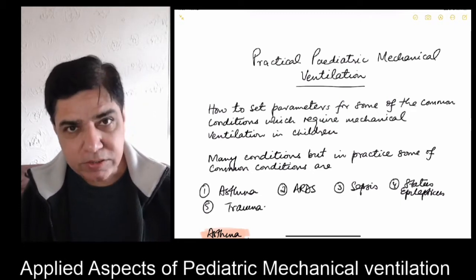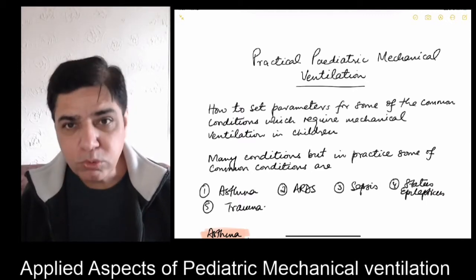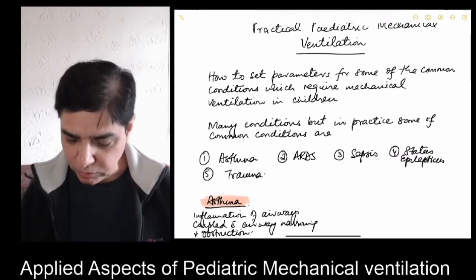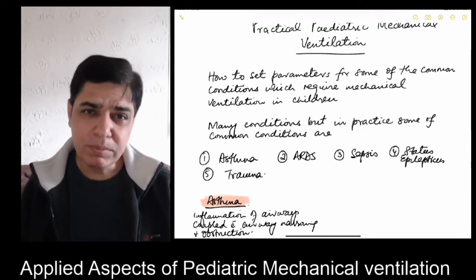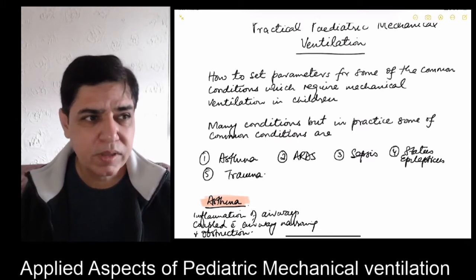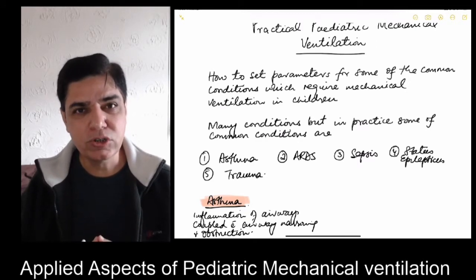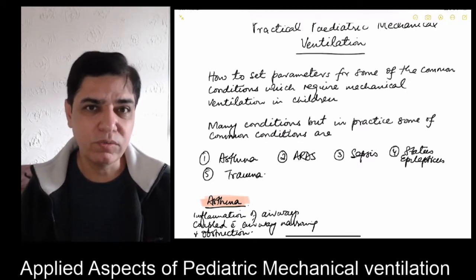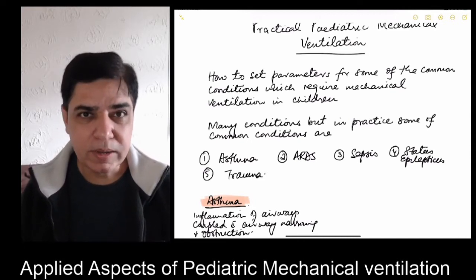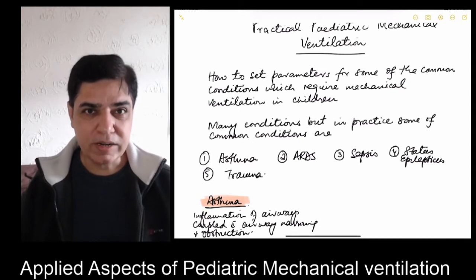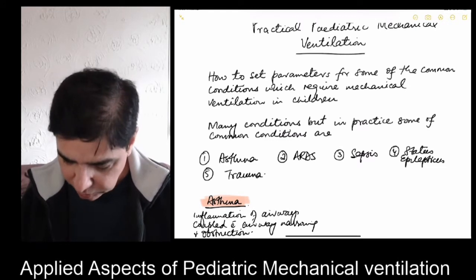Fine, so let's start. Now the thing is that how do we know what parameters to use for different conditions which would require pediatric mechanical ventilation? Now keep it in mind that in an intensive care setting there could be many diseases or many conditions in which you might have to put the child on ventilator, but in practice we have seen that some of the most common problems that can end up in a child requiring mechanical ventilation is number one, asthma.